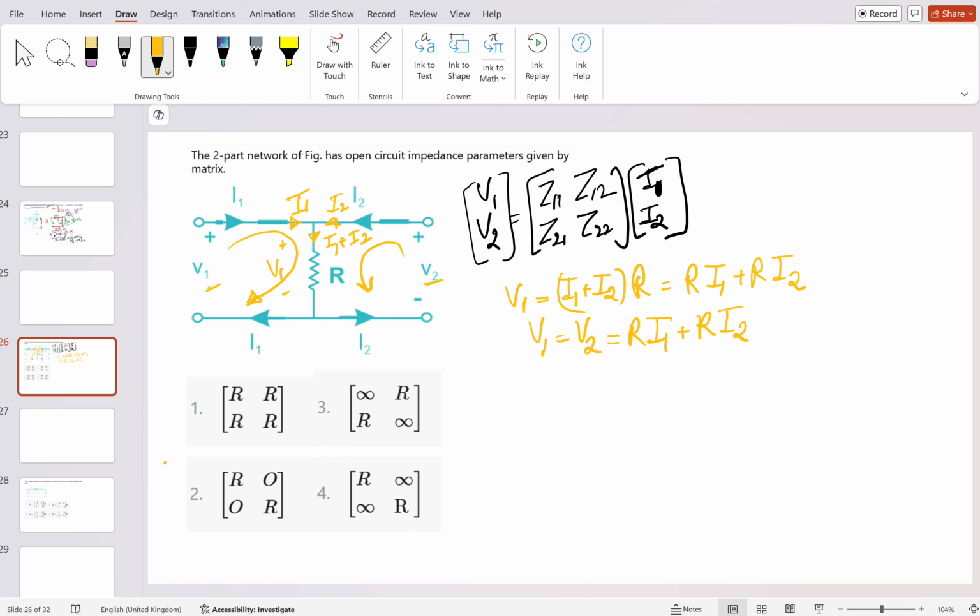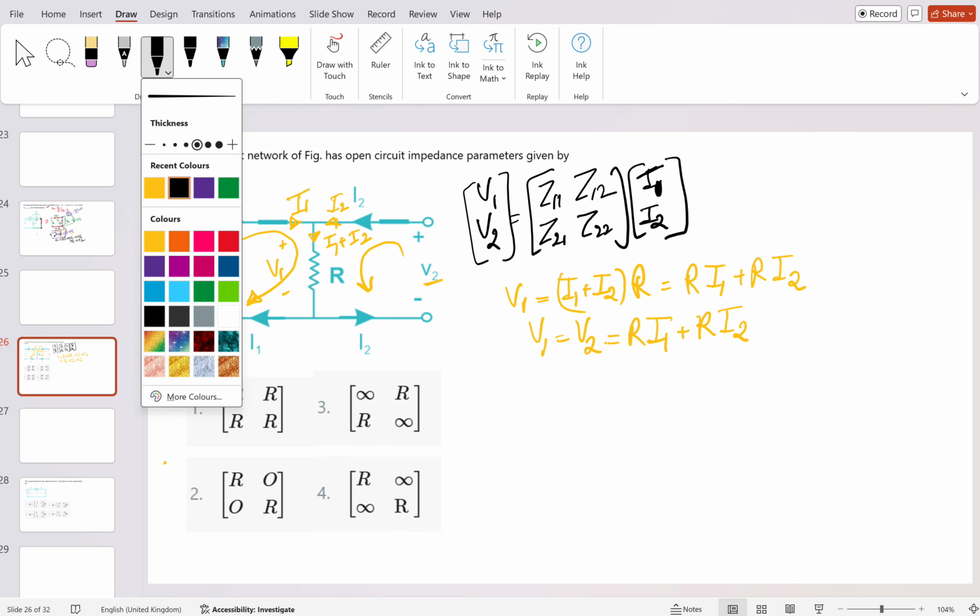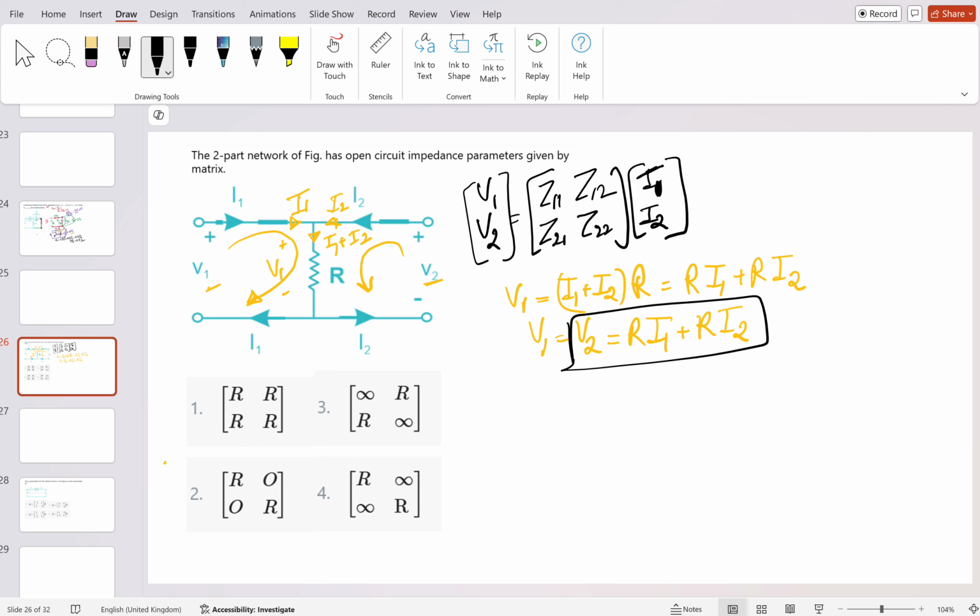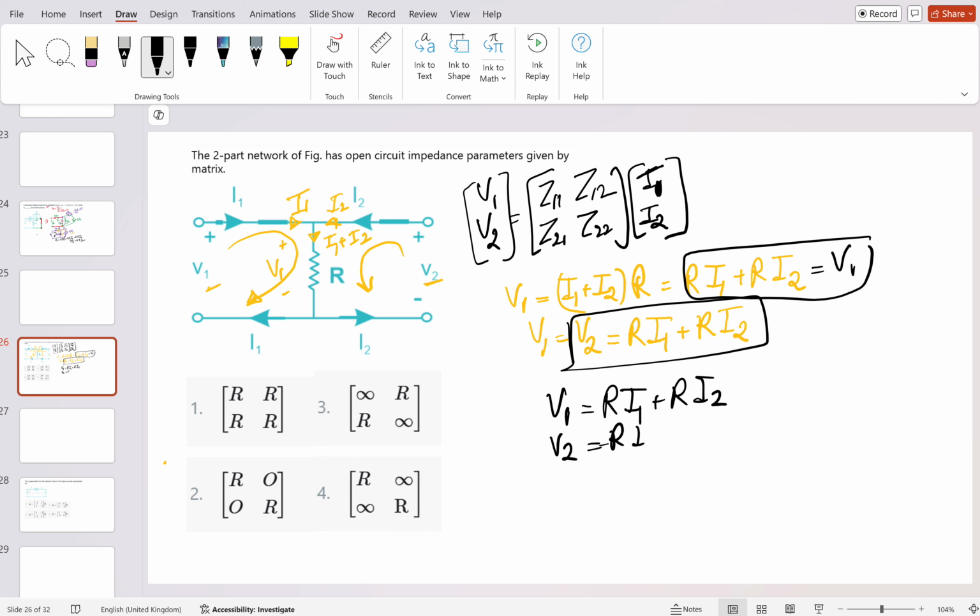Okay, so what did you get? You got two equations here: V2 in terms of I1 and I2, and V1 in terms of I1 and I2. V1 is equal to R times I1 plus R times I2. Similarly, V2 is also equal to R times I1 plus R times I2. So option 1 is actually correct. The matrix will be formed like this: R, R, R, R.